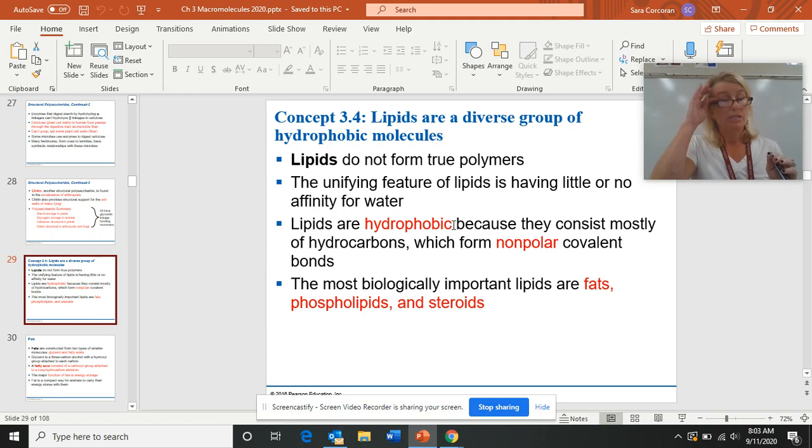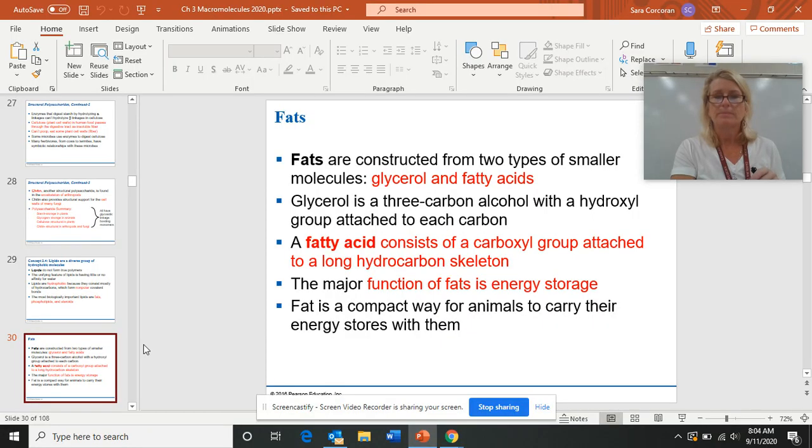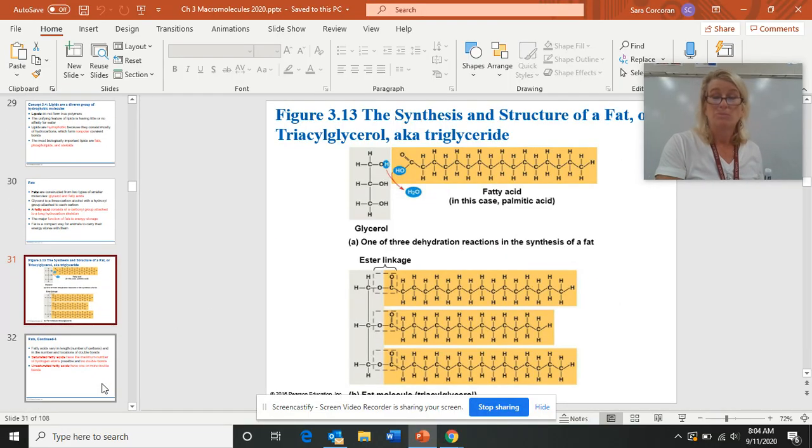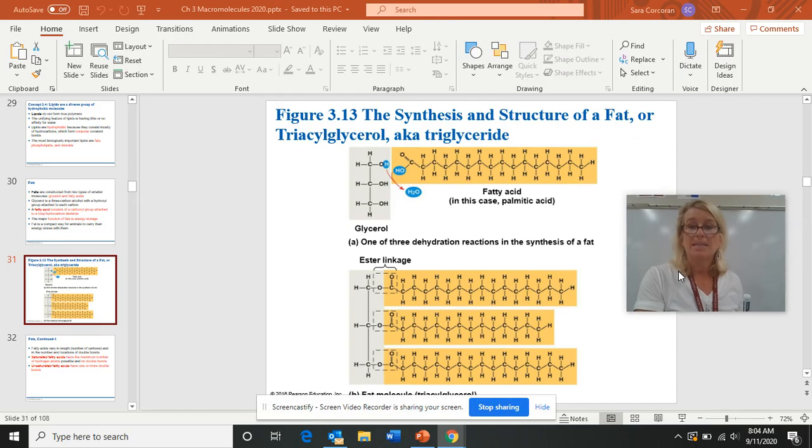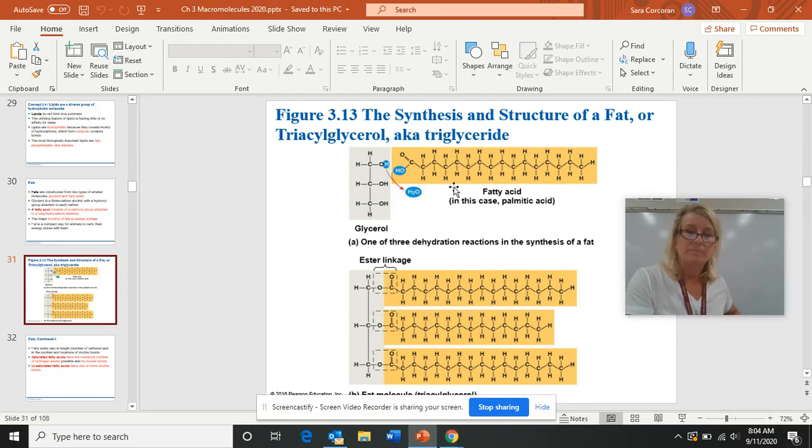Okay, we're going to talk about three kinds: fats, phospholipids, and steroids. Fats are made up of glycerol attached to three fatty acids. And I think it's easier, honestly, to see the diagram. So we'll take a look at this, and I will draw it as well. This is the beginning of making a triglyceride. Triglyceride is another word for fat.